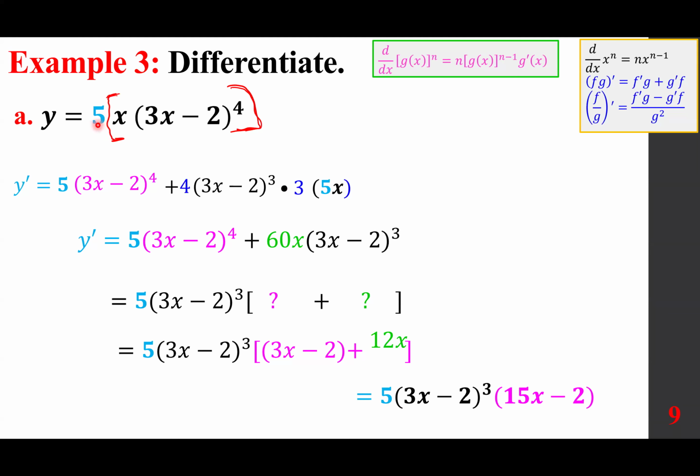So if you go with this route, 5 remains. Now this time it is 1, the derivative. See over here, the derivative of 5x was 5. Now it's 1 times 3x minus 2 to the power 4. So the change is the 5 changes to 1.